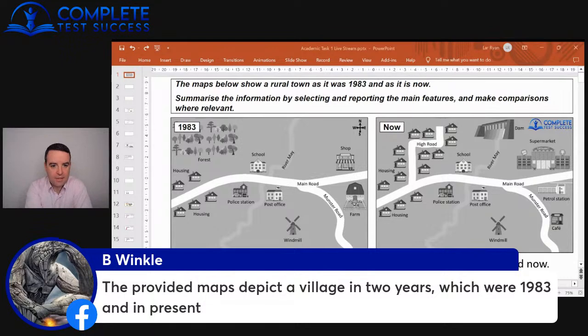Hi, B. Winkle. The provided maps depict a village in 2 years, which were 1983 and present. We wouldn't really call the present a year. So it'd be the provided maps depict a village. It's not a village, it's a town. Those are different things. A town in the year 1983 and at present. And don't forget the full stop at the end.